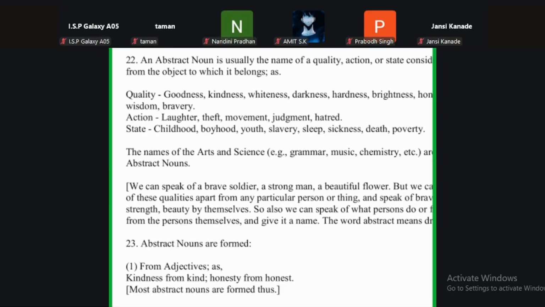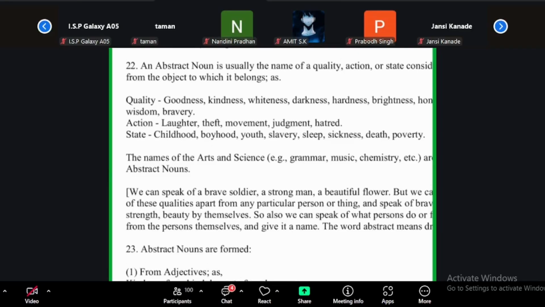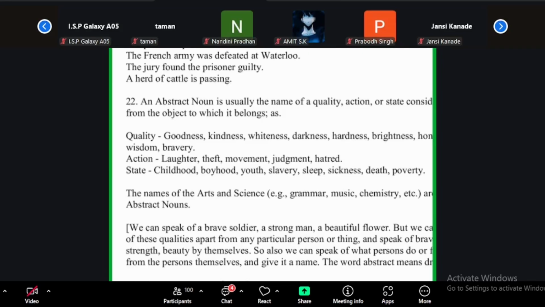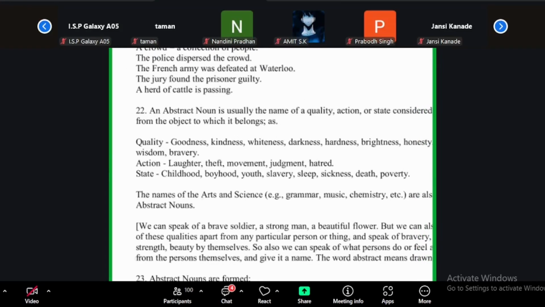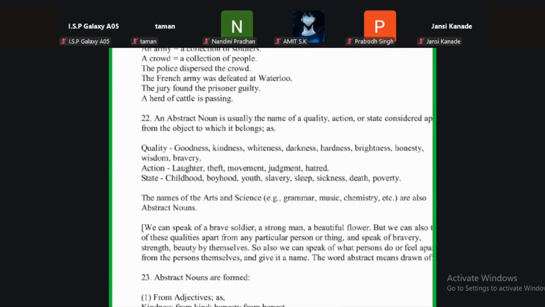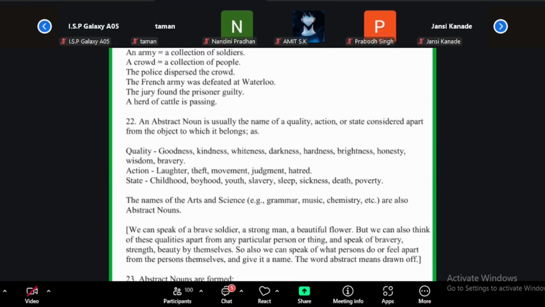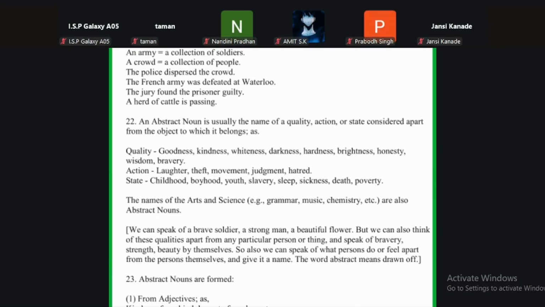So this is point number 23. In 22, you have the abstract noun introduced in Wren and Martin, and it says that it's usually the name of a quality, an action, or a state considered apart from the object to which it belongs. Apart means adding more meaning to it, qualifying it. The qualities could be goodness, kindness, whiteness, darkness. You see that 'ness' is added. But then you have the word honesty, where there is no 'ness'. You have the word wisdom. You have the word bravery.